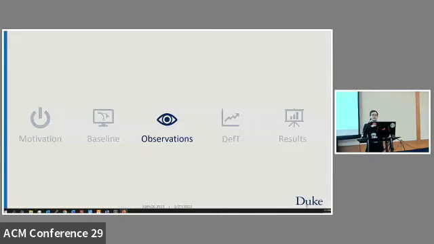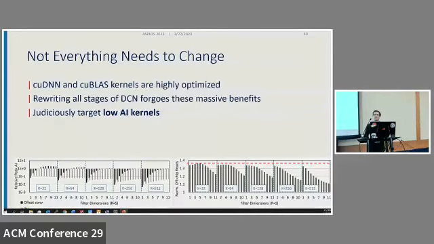Before I move on to the way that we tackle these challenges, I want to outline some observations that we made that could direct us towards a good solution. The first one is that not everything needs to change. As I mentioned earlier, these operations are initially implemented using highly optimized libraries like cuDNN and cuBLAS. We don't want to get rid of these optimizations and the associated performance, so we really want to be careful with which kernels to target in our custom implementation.